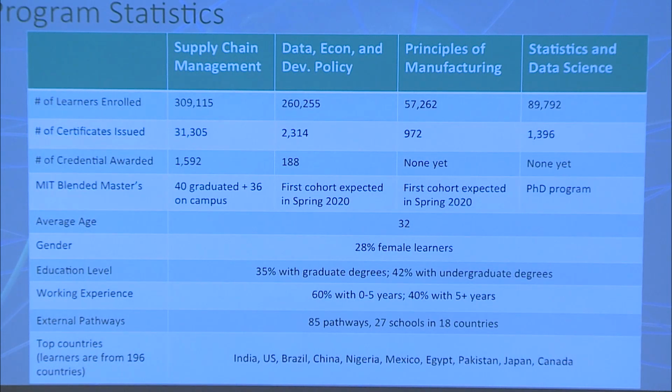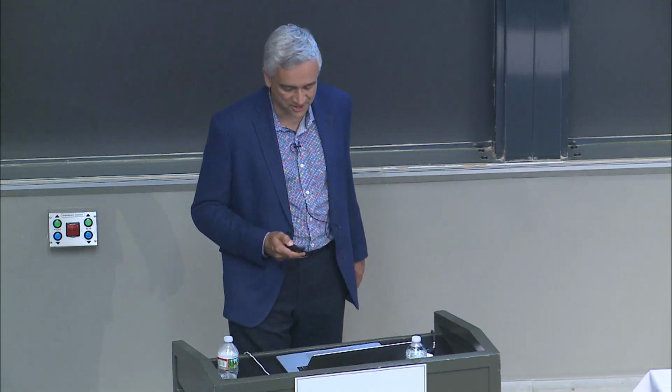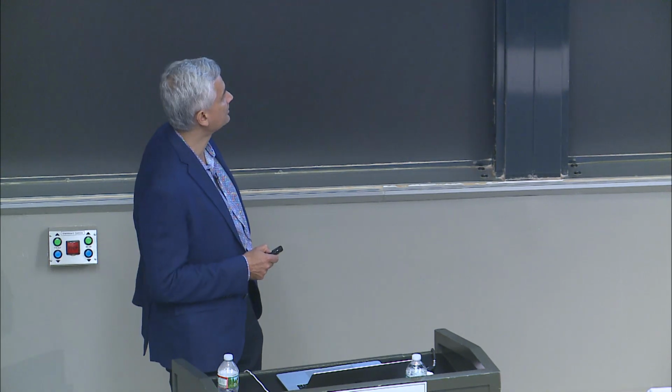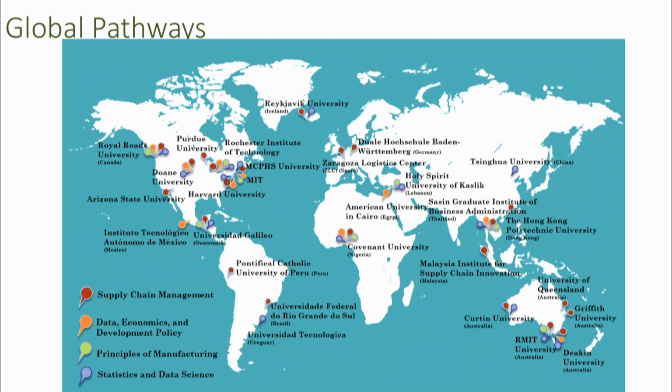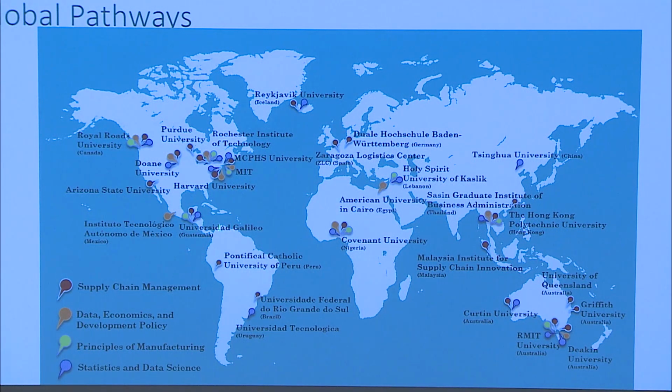So the value of the online credential is being recognized by all these different universities, which are all over the world. If you do the data science one, you can go to Uruguay and get a master's degree in Uruguay. If you do the supply chain management one, you can go to Peru and get a master's degree in Peru. Those are the South American examples. And then you can see examples all around the world. Every continent except Antarctica now has universities that recognize MIT's MicroMasters credentials.